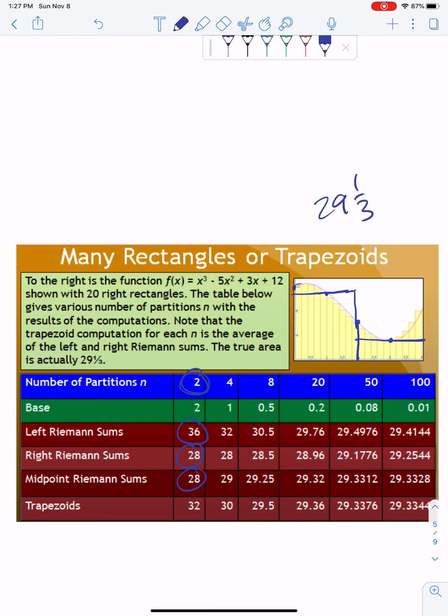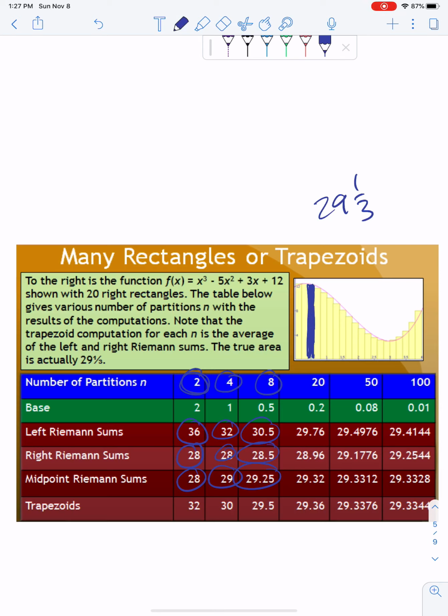But notice as I break this, instead of just doing like 2 rectangles, the more rectangles I use, the closer I get to 29. If I make this into 4 rectangles, I get down to 32, 28, and 29. If I break this up into 8 rectangles, then I get to 30 1/2, 28 1/2, and 29.25. That's 29 1/4. So just by breaking it up into 8 pieces, I want to be at 29 1/3, and I'm at 29 1/4. So the more pieces, the more of these little rectangles I make, the closer and closer I get to the actual value.